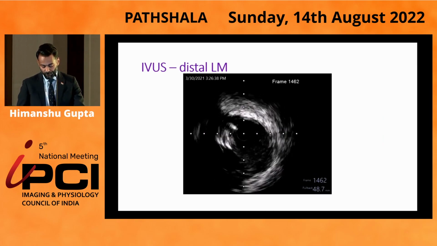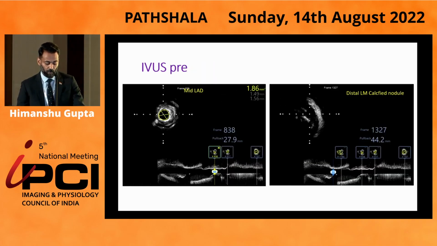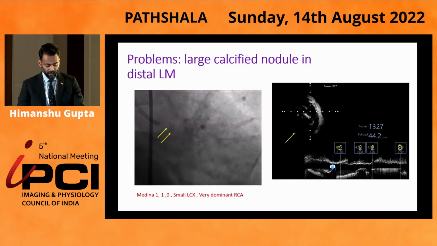And now you know how to modify this. There is a calcified nodule. You need to decrease the volume, shave it off as much as you can. And in the longitudinal view, we see very nicely in the distal left main a calcified nodule and also a tight lesion in the mid LAD.